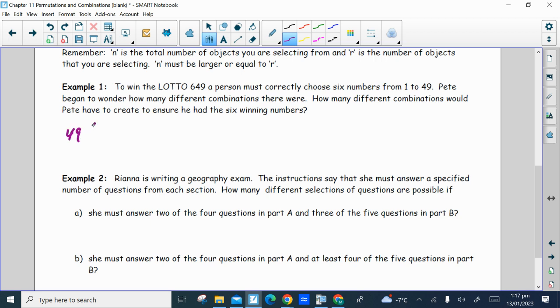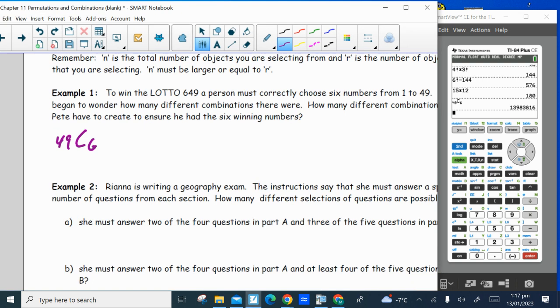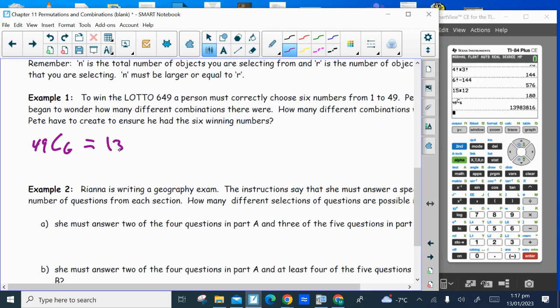Well, that would be 49C6. You're choosing 6 from 49, and order doesn't matter. So 49C6 is 13,983,816. So that is how many different possible combinations of 6 numbers are available if you're selecting from 1 to 49.